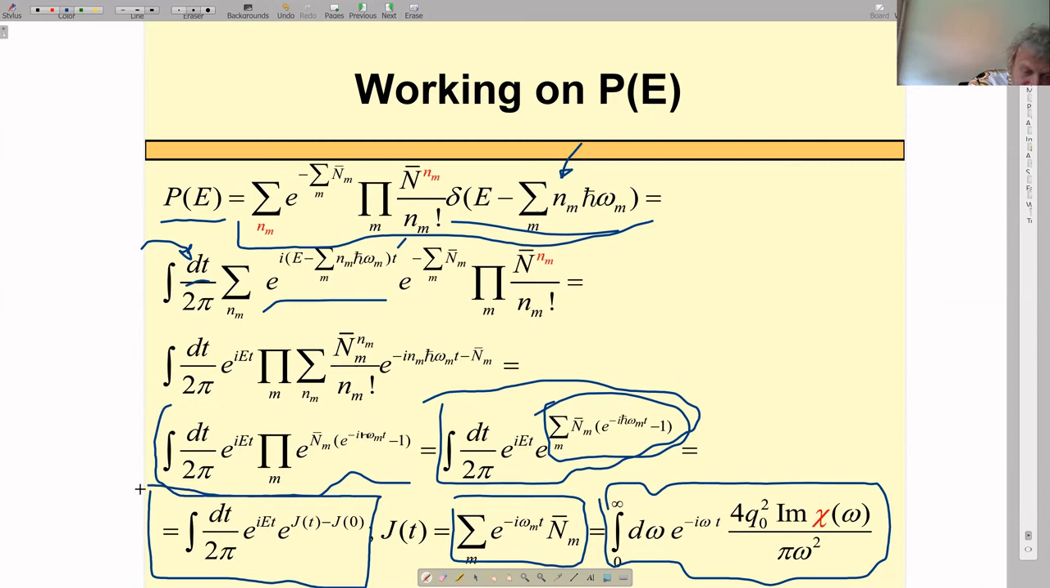It's an answer, it's non-linear, but it's an exact answer for P of E in the presence of a dissipative environment. Everything is expressed in terms of the susceptibility of this environment. One needs to know its frequency dependence. And we will look at all possible answers, qualitatively different answers one can get in this scheme.